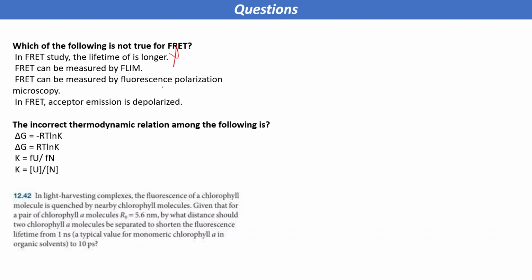And the FRET can be measured by fluorescence lifetime imaging, or it can be measured by fluorescence polarization microscopy. And in FRET, the emission of the donor gets quenched and the acceptor's emission is depolarized. So the acceptor's emission is increased due to the donor, and the relation that was wrong was delta G equals to RT ln K.